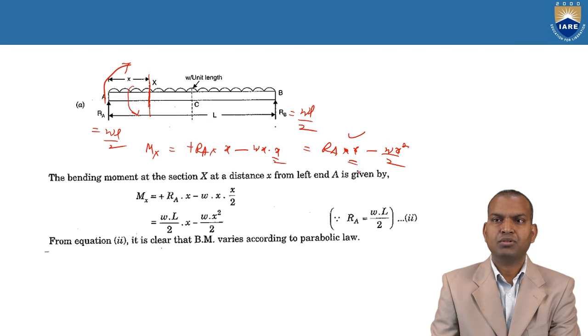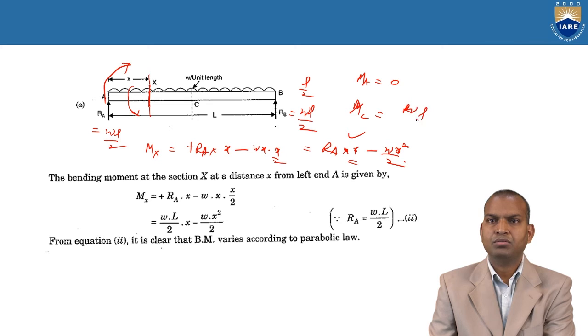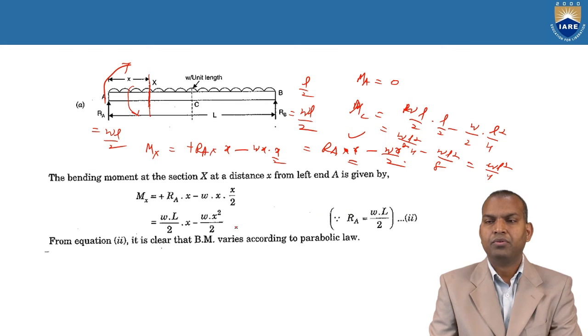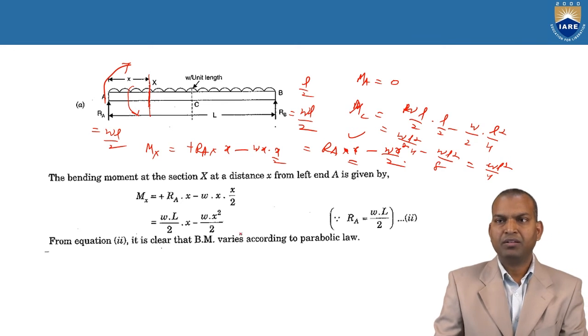Now, if you substitute x equal to 0 over here, that is at point A, the bending moment at point A is 0. Bending moment at L by 2, what is MC? That is RA, that is WL by 2 into L by 2 minus W by 2 into L square by 4. That is WL square by 4 minus WL square by 8. That is nothing but WL square by 8. So we can understand the bending moment here is WL square by 8 at midpoint.